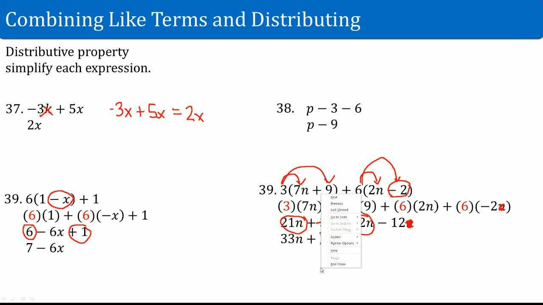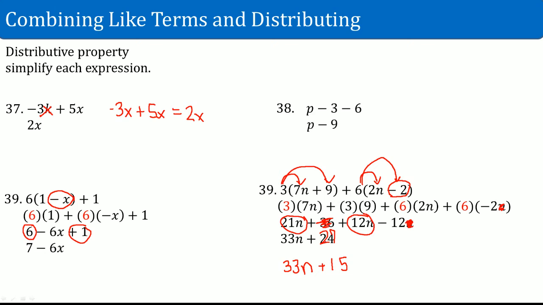Let me see what the next one is. Okay. So 21n plus 12n becomes 33n. That's correct. And the next one is 27 subtract 12, which should be 15. So it should be 33n plus 15. That should be your correct answer to number 39.